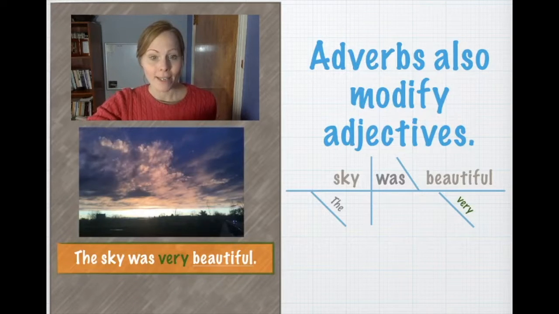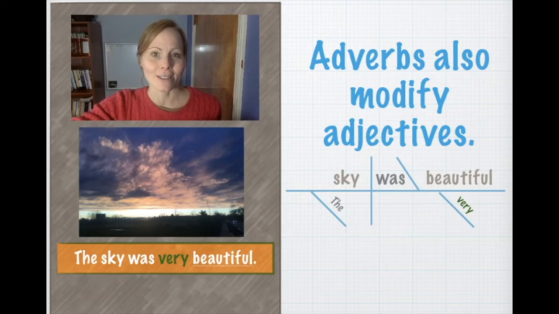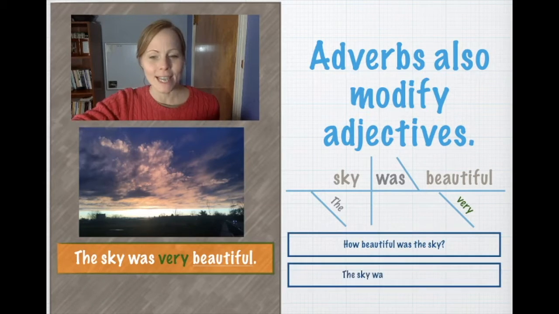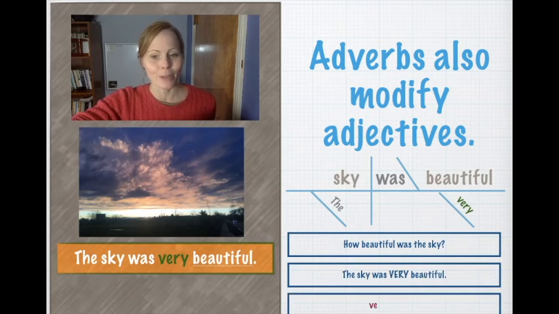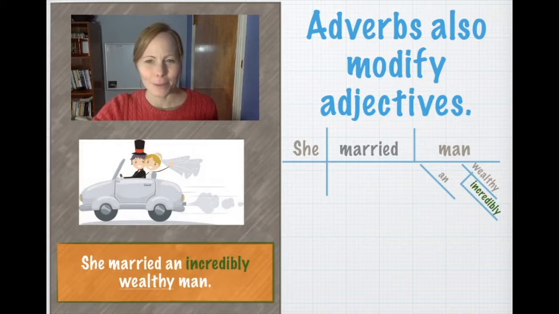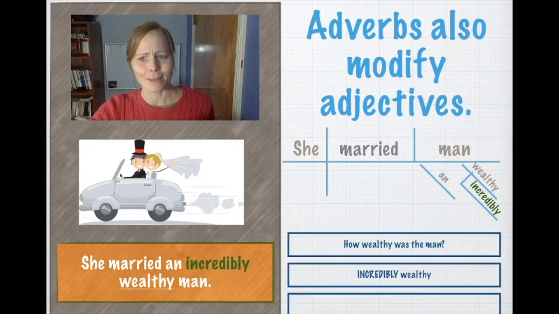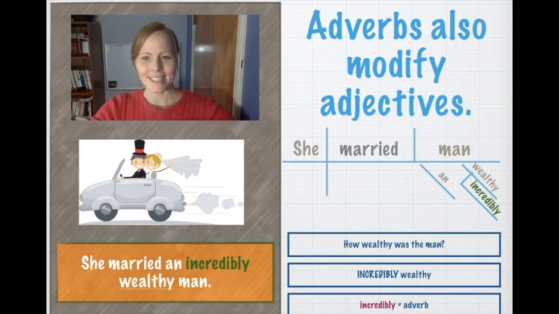Adverbs also can modify adjectives, as in this sentence, the sky was very beautiful. Now, when it's modifying an adjective, it has to go right before that adjective. You can't really move these ones around. How beautiful was the sky? The sky was very beautiful. Very is the adverb. Here's another example of how adverbs modify adjectives. She married an incredibly wealthy man. How wealthy was the man? Incredibly wealthy. Incredibly is the adverb.